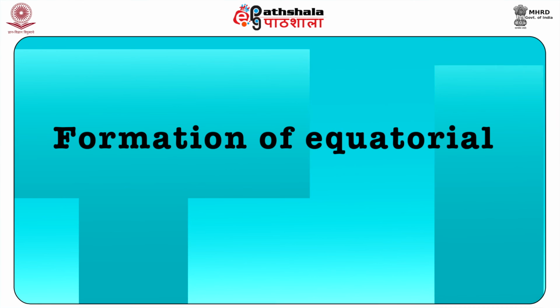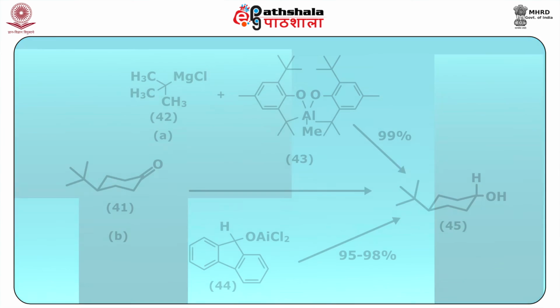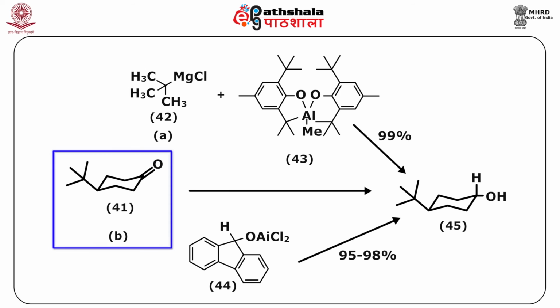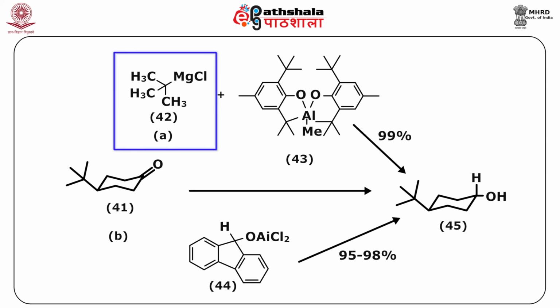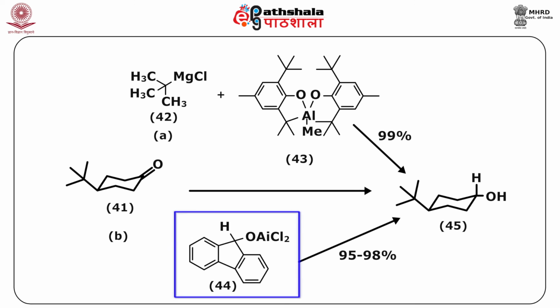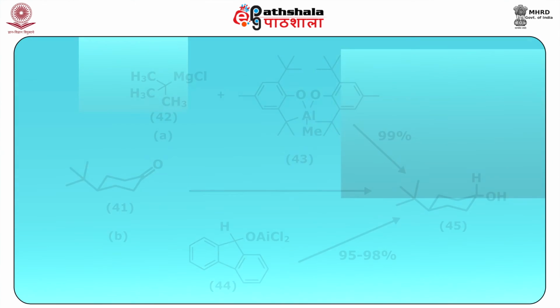Formation of equatorial alcohols. Maruoka et al. 1985 and Nasipuri et al. 1984 have developed methods for the preparation of equatorial alcohols from reduction of cyclohexanones with tertiary butyl magnesium chloride, using methyl aluminum derivative of bis(2,6-di-tertiary butyl-4-methyl phenoxide), and reduction with fluorenyloxy aluminum dichloride.